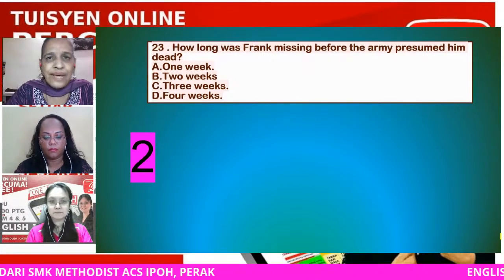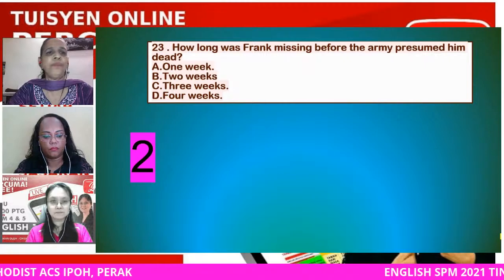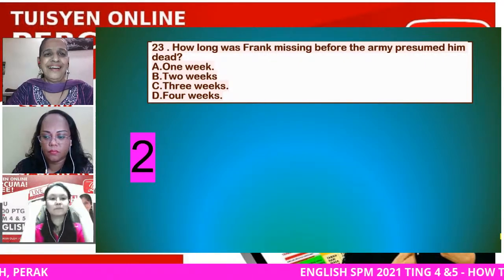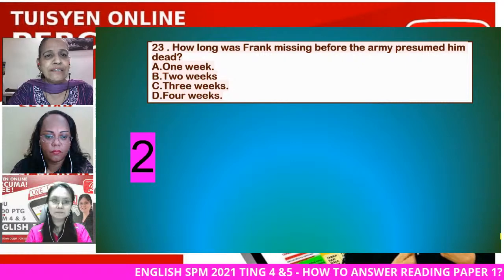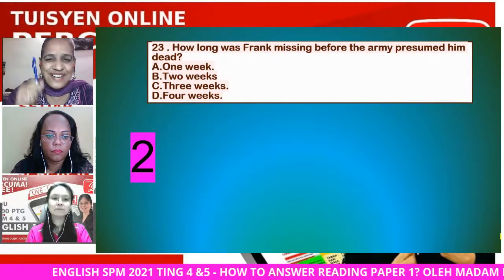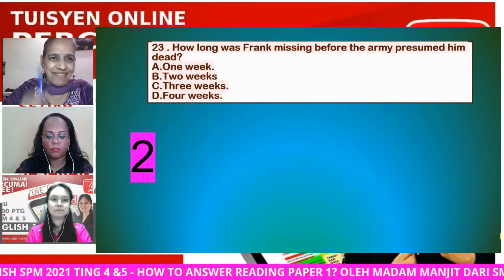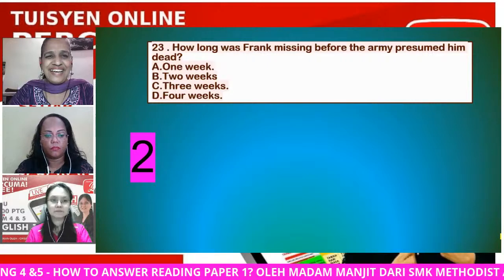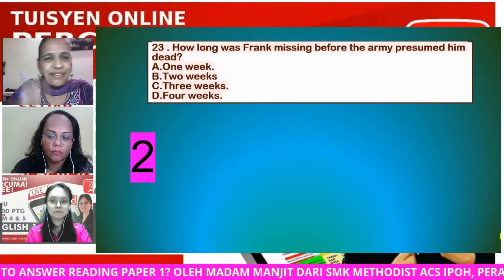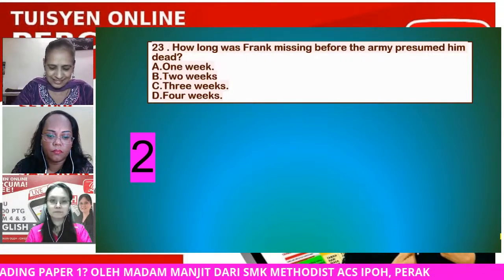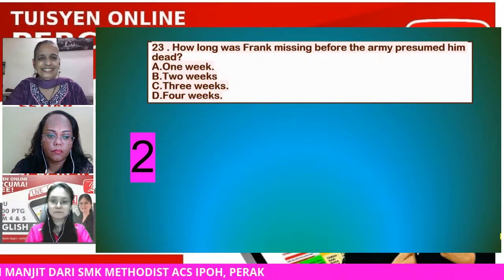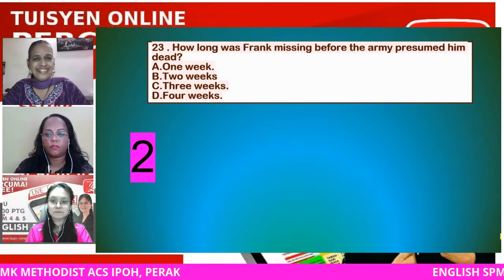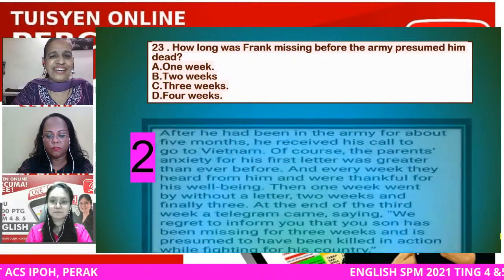How long was Frank missing before the army presumed him dead? 1 week, 2 weeks, 3 weeks, 4 weeks. That is why just now I asked you to read first time and second time. You understand? Anyone try? 1 week, 2 weeks, 3 weeks, 4 weeks, before I show you the text. Come on, students. I show you the text so you can get the answer.